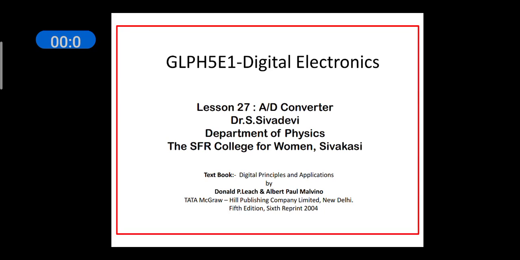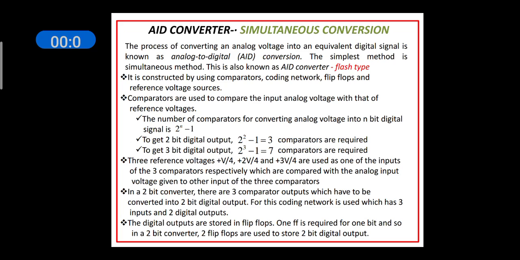Good morning. Today let us see analog to digital conversion. The process of converting an analog voltage into an equivalent digital signal is known as analog to digital conversion. There are two methods for performing this.